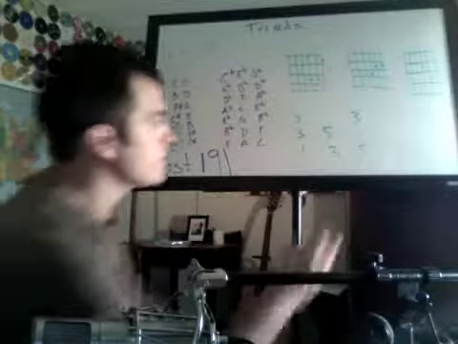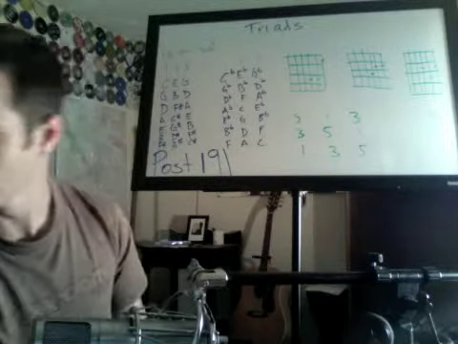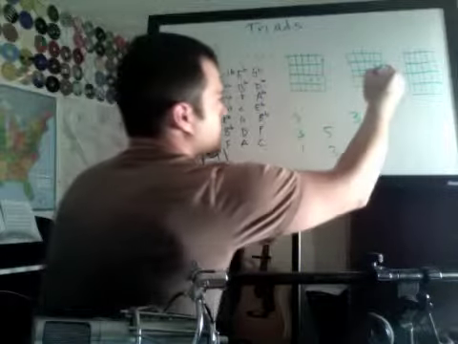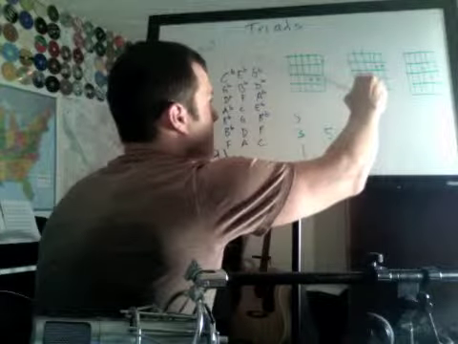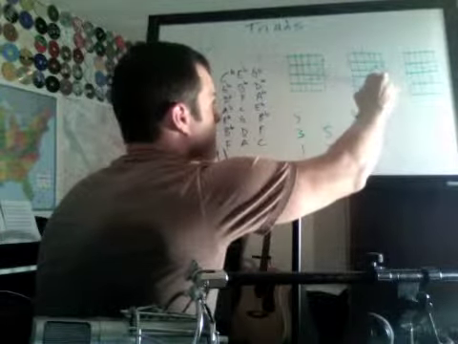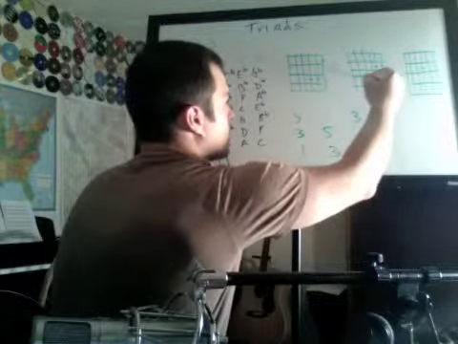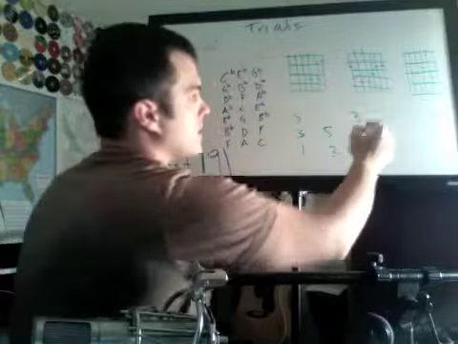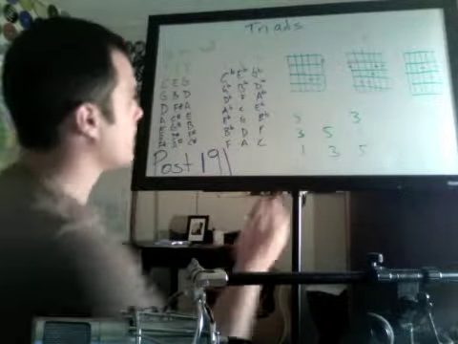So this is a D shape. We know the D shape, right? And I'm going to show you where you can pull these from. That's an E, so that's the bottom three strings of an E pattern. And this is an A.